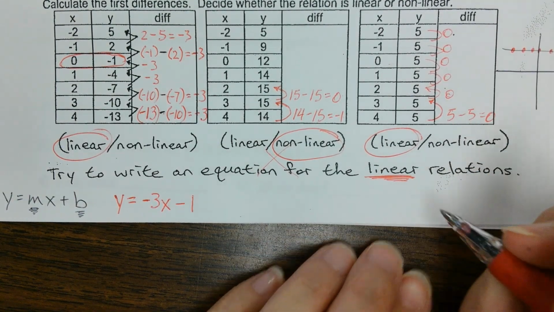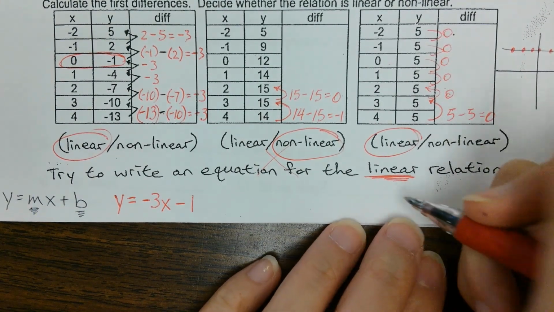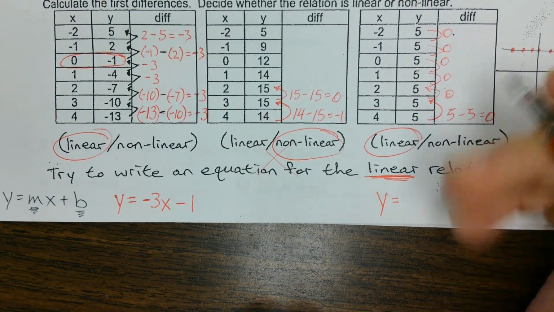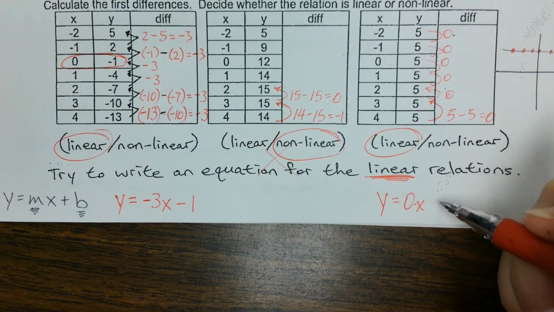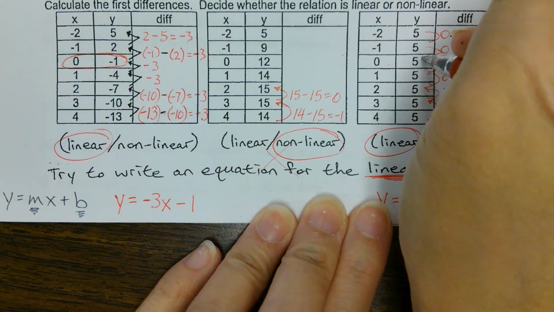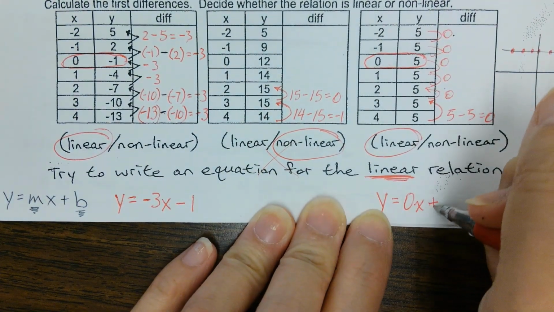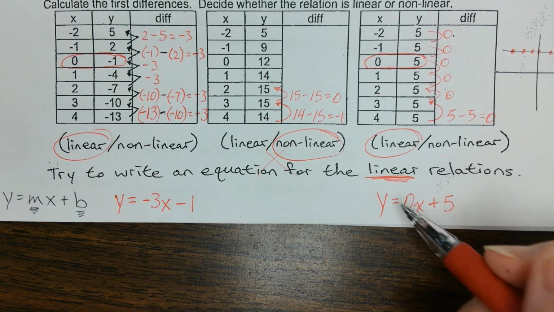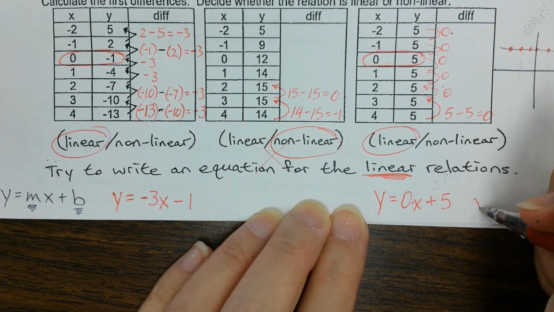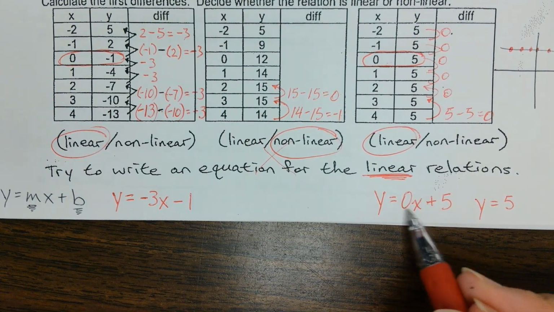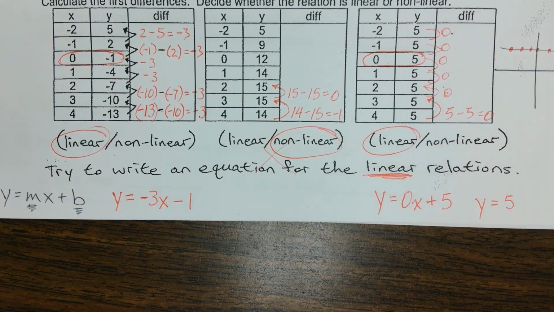Let's try this. Same thing, y equals mx plus b. What's my m here? 0. 0x. And what's my starting value? 5. Right, just the row right here, 0, 5. So plus 5. I think I can clean this up a little. What does this simplify to? y equals 5. 0 times anything is 0, so that is just gone. So my equation for this relation is just y equals 5.